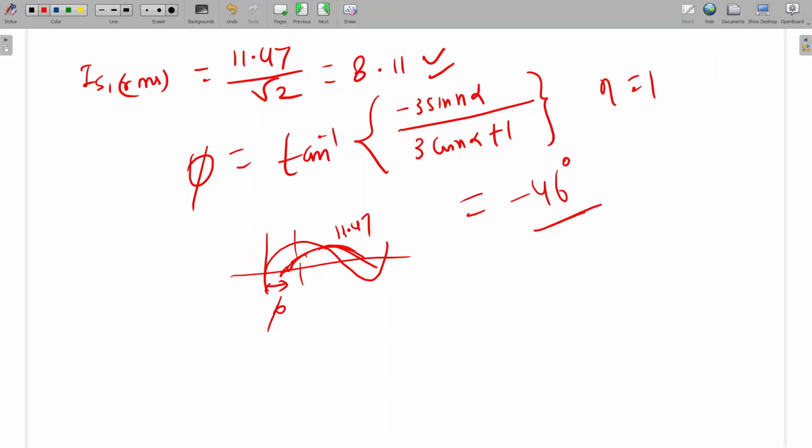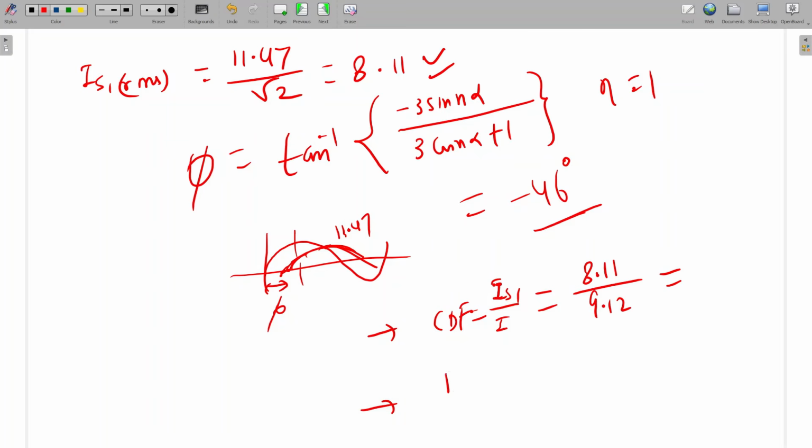So from here we can calculate all the parameters. What will be the distortion factor? Can anyone calculate? The distortion factor is the current distortion factor, so it will be IS1 by IS, the CDF. IS1 RMS we have already calculated as 8.11, and what was the RMS value? 9.12. So this will be the current distortion factor, CDF.